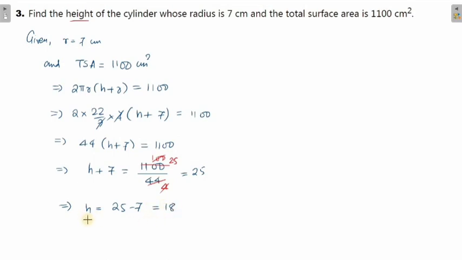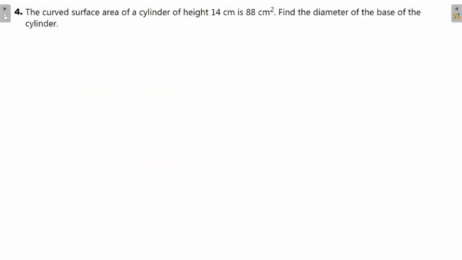And what is h actually? H is the height, isn't it? So therefore, height of the cylinder is equal to 18. And what is the unit? Unit will be in centimeter. Okay, so you may pause the video and note down the solution. Let's move to the next question.